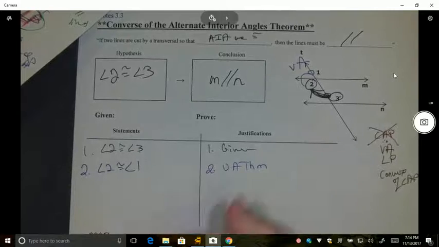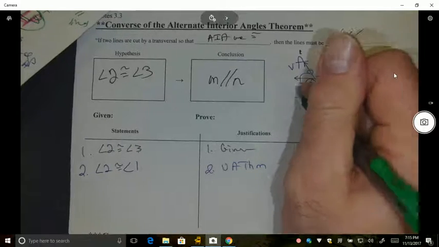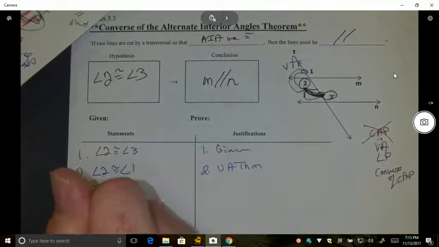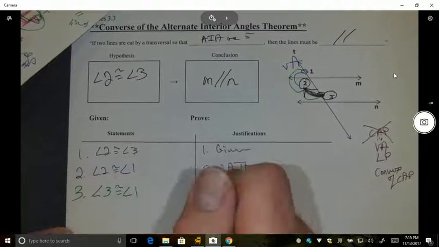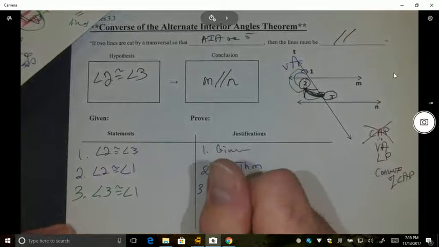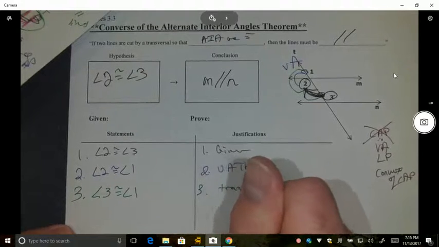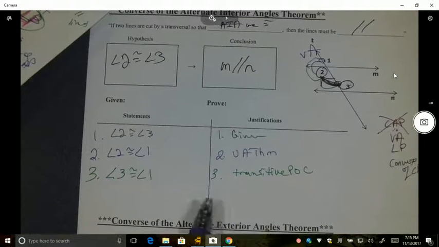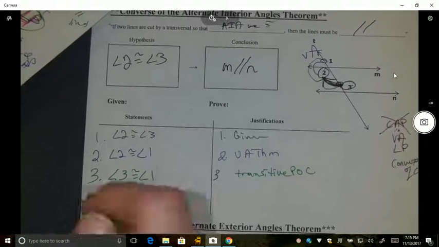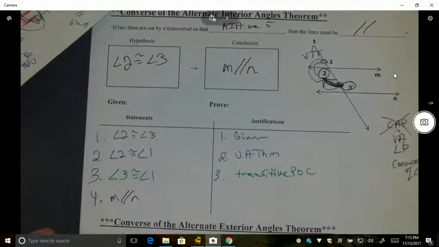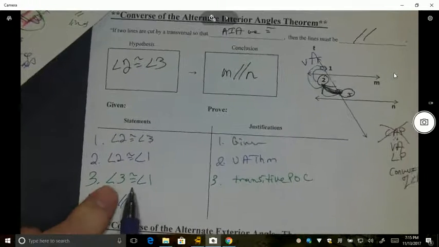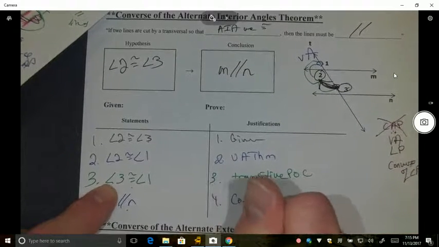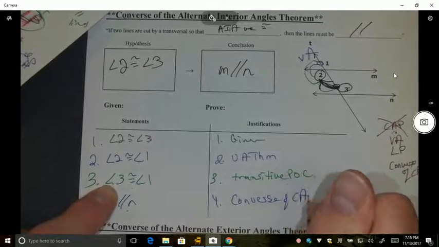Since 3 connects to 2 and 2 connects to 1, 2 is the connector in these two congruency statements. Angle 3 is congruent to angle 1, and that's by the transitive property of congruence. Our very last line should be what we're trying to prove, and in this case that is that M is parallel to N. Why? Because these angles were congruent, the corresponding angles. So my reason is converse of corresponding angles postulate.